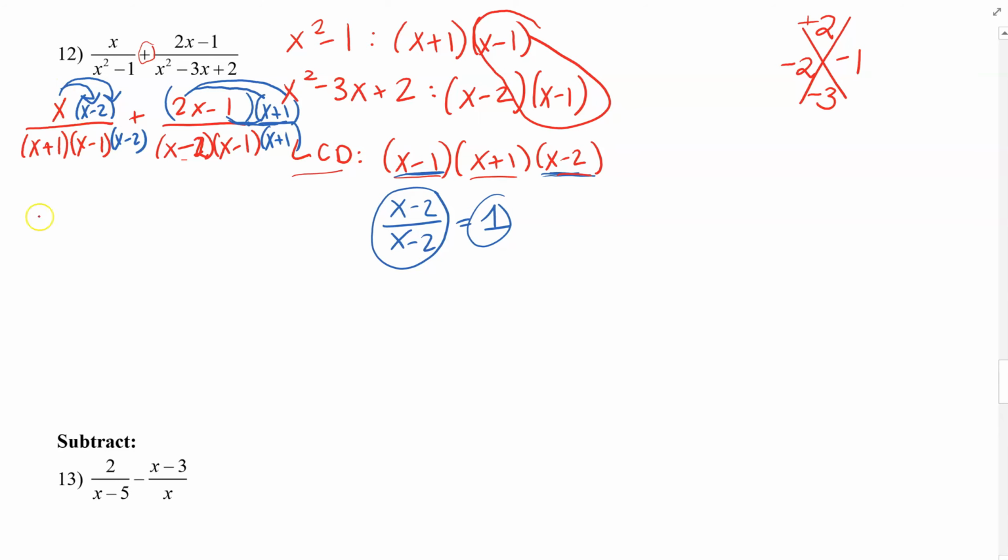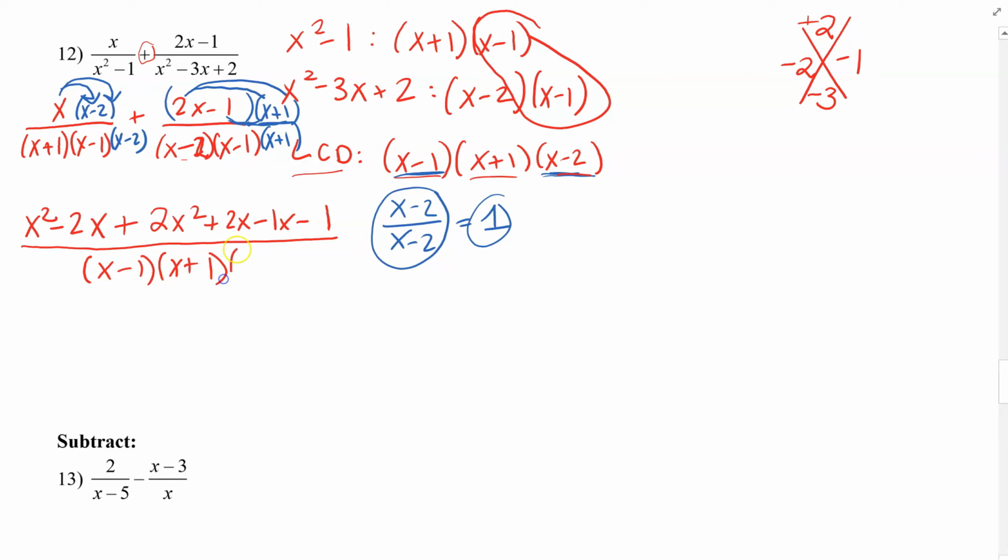In the first fraction, I have x squared minus 2x in the numerator. In the second fraction, I end up with 2x squared plus 2x minus 1x minus 1 when I FOIL all of that out. And then all of that is being divided by these same three identical factors: x minus 1, x plus 1, and x minus 2. Notice I'm not FOILing those out because I want to see if maybe something will cancel at the end.